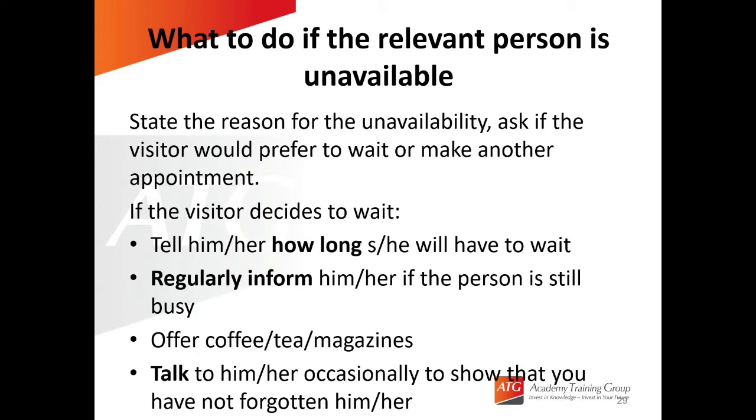So what to do if the relevant person is unavailable? Basically, state the reason for the unavailability. Ask if the visitor would prefer to wait or make another appointment. If the visitor decides to wait, tell him or her how long they will have to wait. Regularly inform them if that person is still busy. Offer maybe coffee, tea, magazines to read. Talk to them occasionally to show that you actually have not forgotten about them.